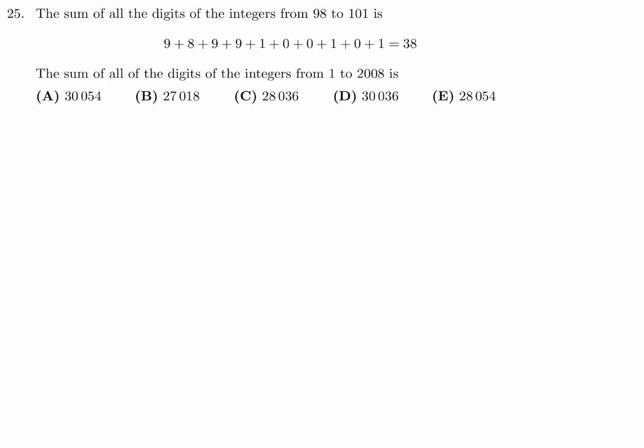The sum of all the digits of the integers from 98 to 101 is 9 plus 8 plus 9, 9, 1, 0, 0, 1, 0, 1, which is 38. The sum of all the digits of the integers from 1 to 2008 is.